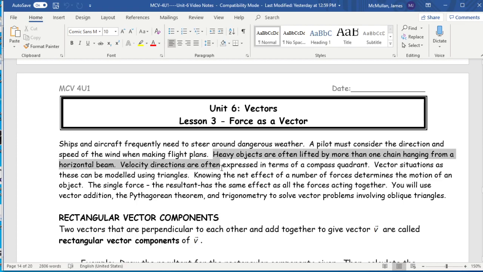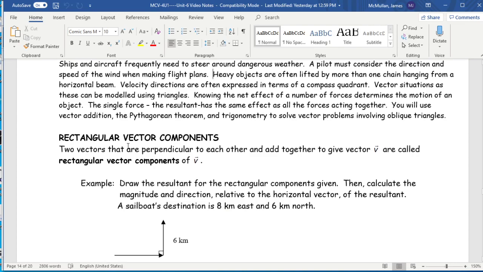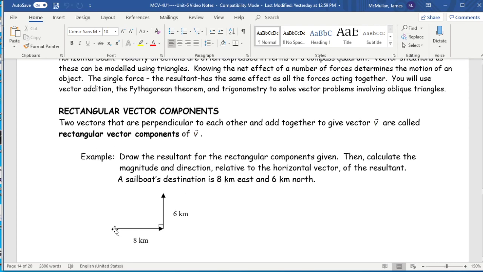And this one, chains and tension and chords and things like that. So let's talk a little bit about vector components for a second.